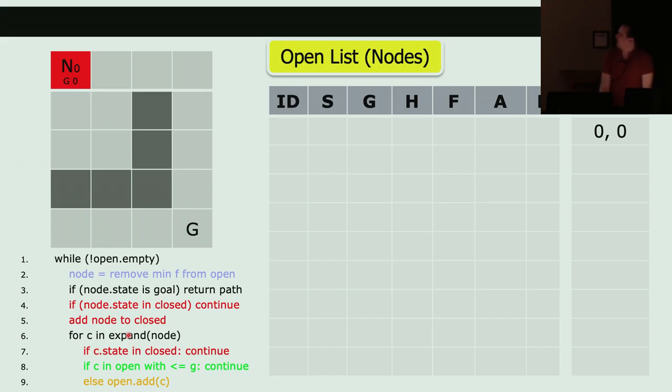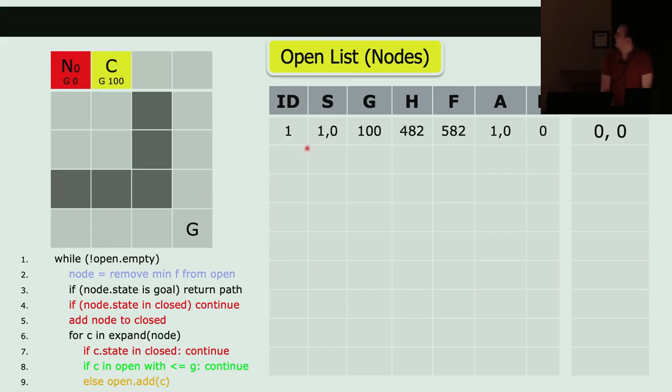So now we're going to look at the children. This is the first child of this node right here. The G cost of this child is 100. So what we do, we say, okay, is that state in the closed list? No, it's not. Keep going. Is there a node in the open list with a better G cost with the same state? Nope. So we add this to the open list.